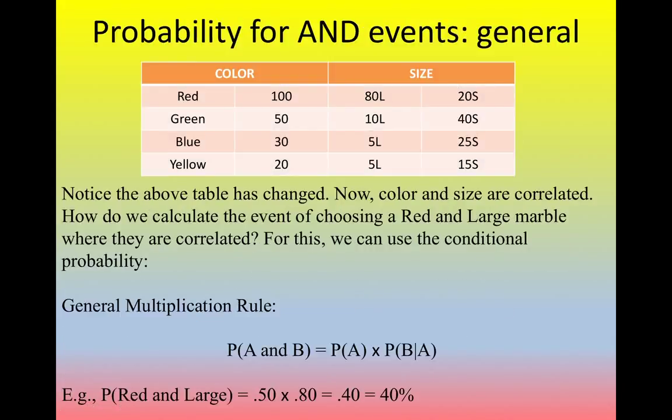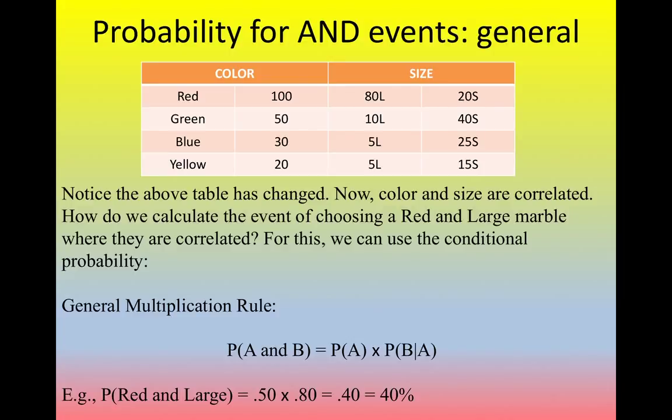Okay, now let's talk about the general multiplication rule. This works for any and statements, whether correlated or not. Notice I've changed the color of the table here from blue to orange to indicate that this is a different jar of marbles than before, with a different distribution. In this case, you'll notice red and large are correlated. So if we want to know the probability of pulling a large red marble from this jar, we need to use the general multiplication rule.